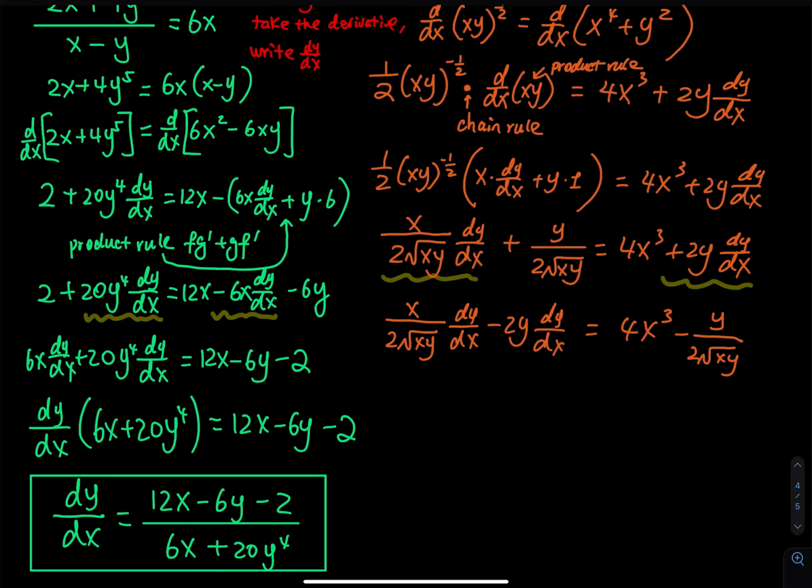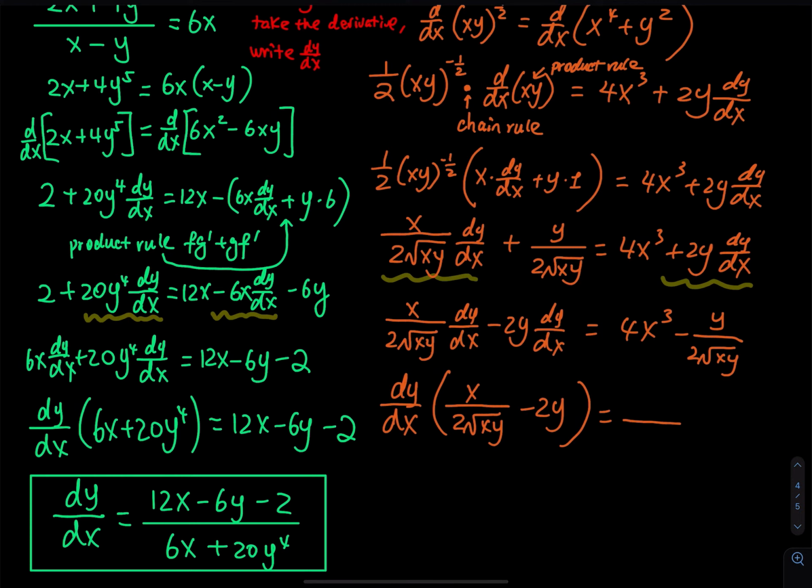so here is the next thing. So you factor out dy/dx, right? So this one is x divided by 2 root xy, and then minus 2y, right? And then this one, once you perform the division, then you might have a complex fraction. So how do I avoid the complex fraction? So let's get a common denominator. So the common denominator is I would need this on the bottom.